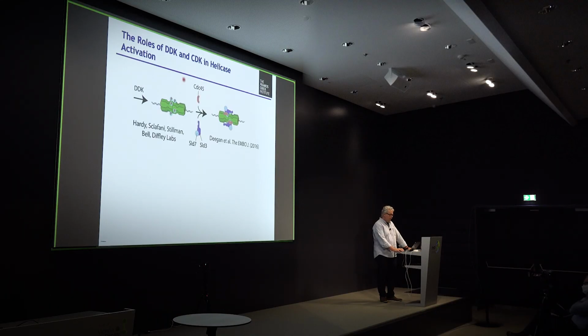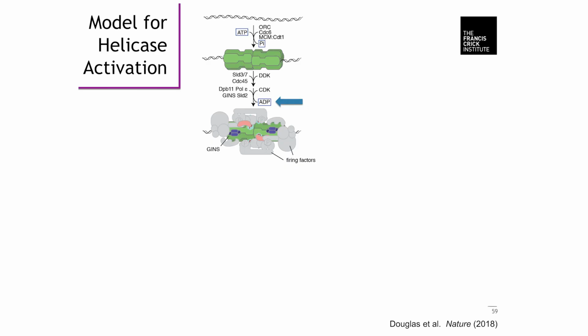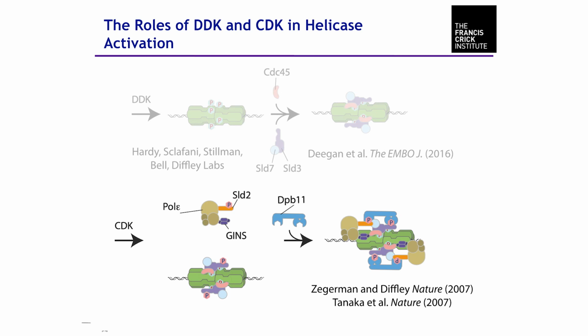So how does that complex form? Well, this is where the phosphorylation is critical. So the DBF4-dependent kinase phosphorylates the MCM subunits, and that generates binding sites for this SLD3 protein. And SLD3 then recruits CDC45, and CDC45 is one of the essential components of the CMG helicase. CDK then phosphorylates SLD3 and SLD2, another protein, and they get pulled together by this multiple BRCT repeat protein, DPB11. And SLD2 pulls in DNA polymerase epsilon, which is essential for CMG formation, but it also recruits in the GINS complex, which is the other part of CMG.